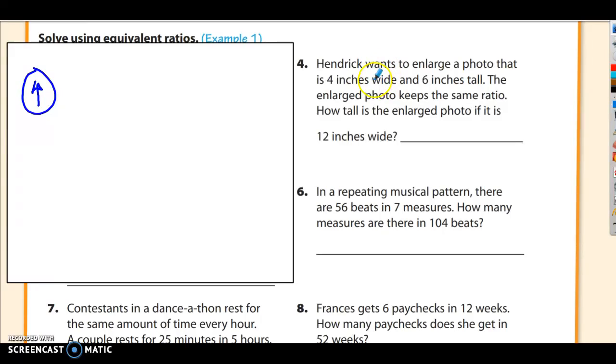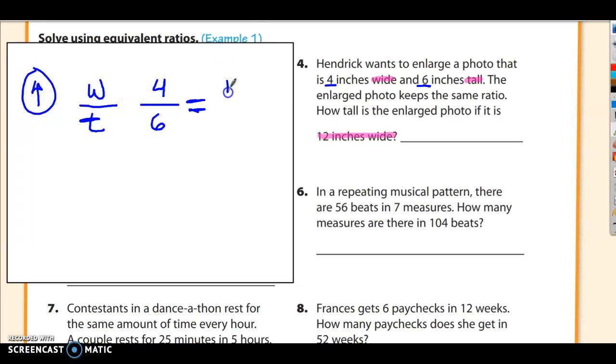My 2 dimensions, last time it was Layla and Joe, this time it's wide and tall. And the key to this problem, to not getting it backwards, is to set it up and keep everything in order. So my wide is 4, and my tall is 6. And that's going to be equal to, and this is where you have to read carefully, how tall is the enlarged photo if it is 12 inches wide?